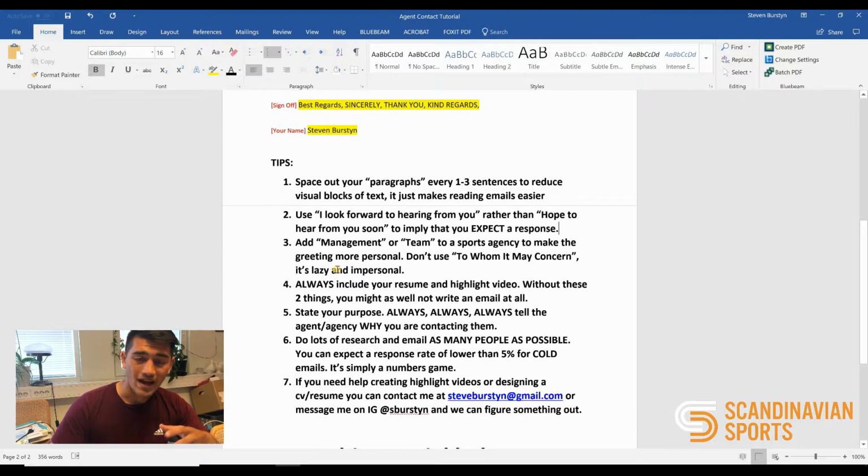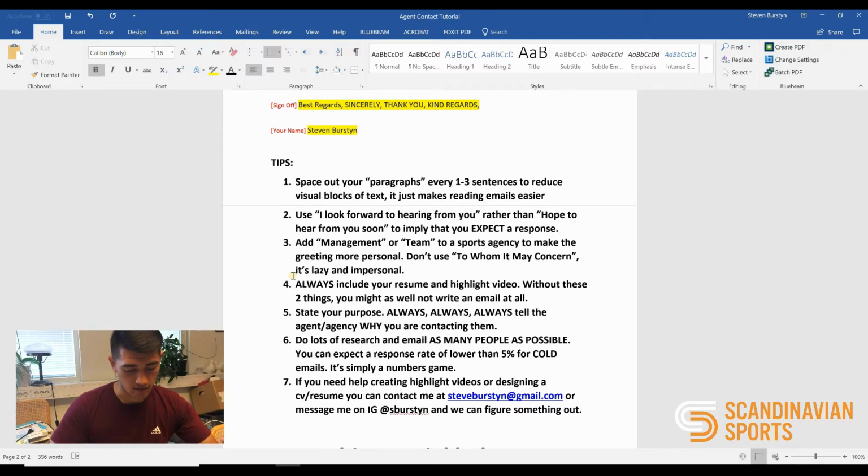Thirdly, add management or team to a sports agency to make the greeting more personal. Don't use anything like "to whom it may concern." It's lazy and impersonal. 4, always include your resume and highlight video. Without these 2 things on top of a professional style email, you might as well not even write them an email at all. If they don't see where you've played and how you can play, how do you expect them to be able to help you?